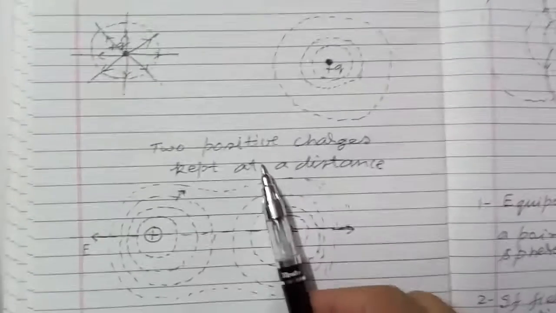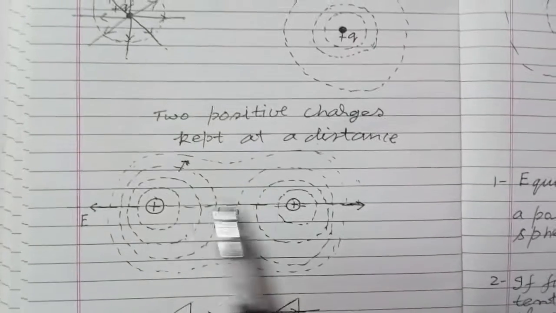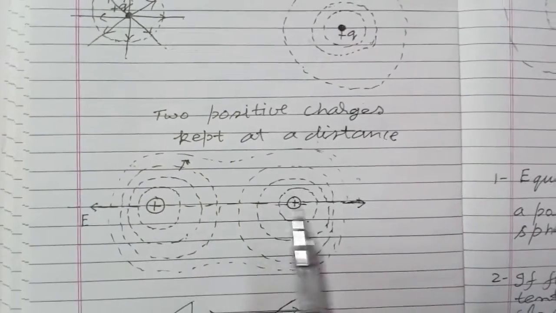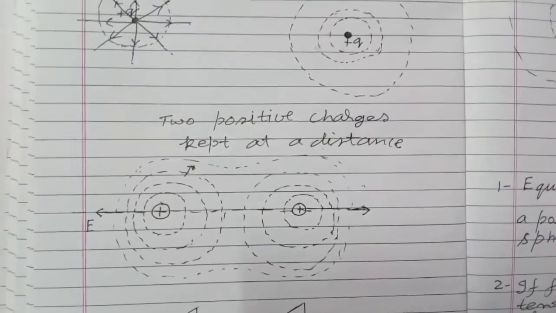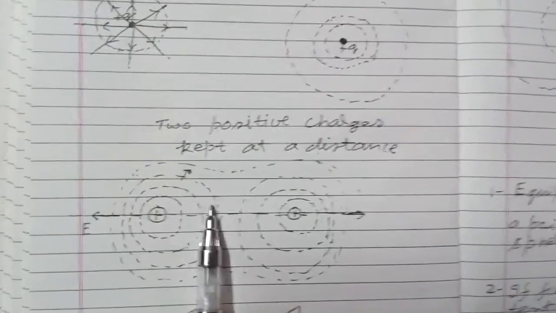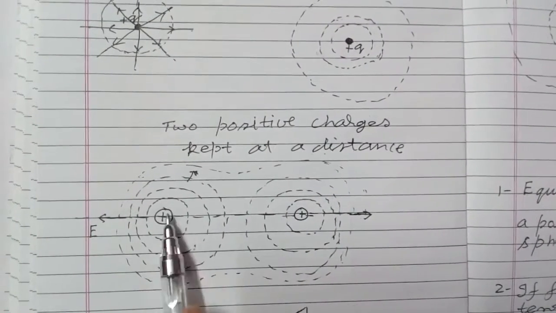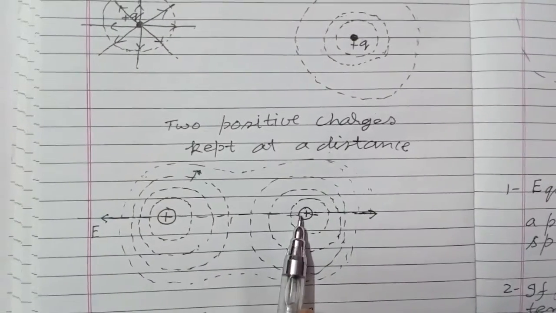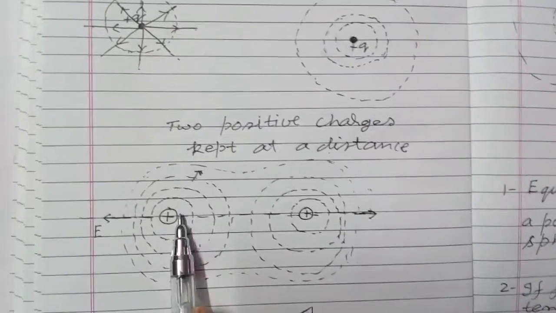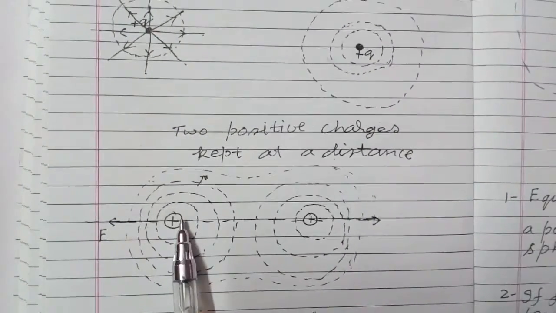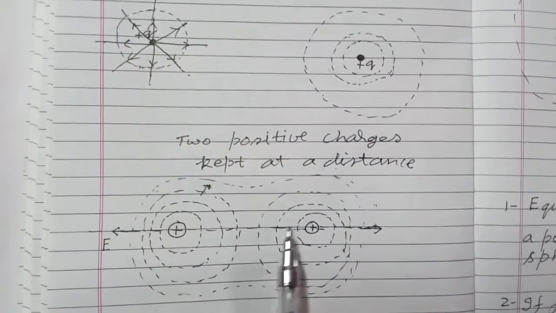Now equipotential surfaces for two positive charges kept at a distance. Suppose these plus and plus charges, they are plus q charges, are kept at a distance. So at the line joining the charges, between the charges, field will be less because suppose you are at this point. So at this point field due to this charge is in this direction and field due to this charge is in this direction. So between the charges field will be less. As we move from this charge to this charge, first field will decrease, then at a certain point 0, and then it will increase due to this charge.